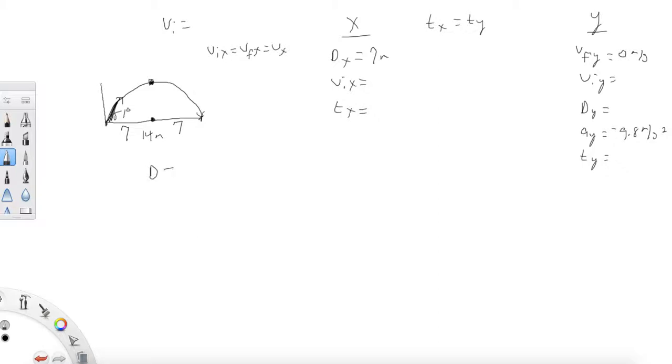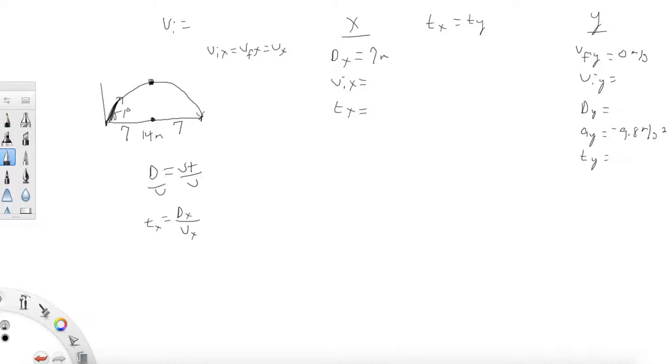So we've got distance is equal to velocity times time. Let's solve this equation for t. If I divide this side by v, divide this side by v, I'm going to get time is equal to distance in the x direction divided by my velocity in the x direction also. And that's the x direction. So let's keep this in mind.